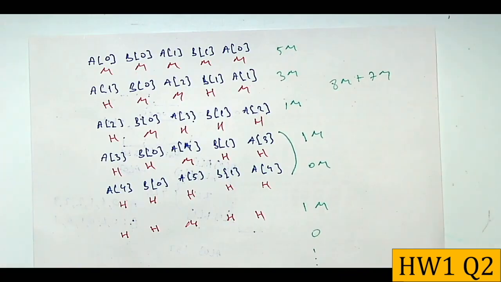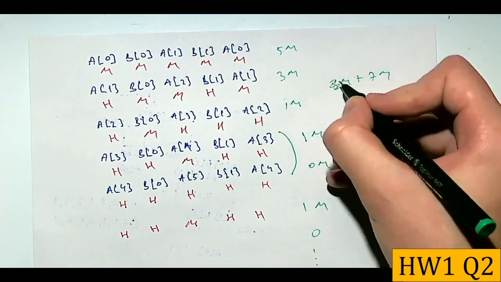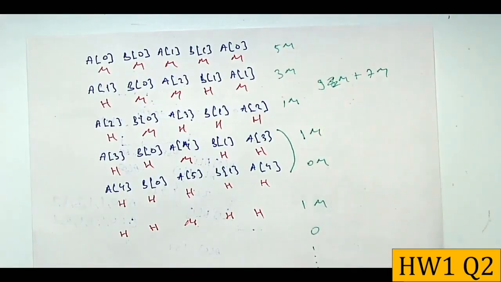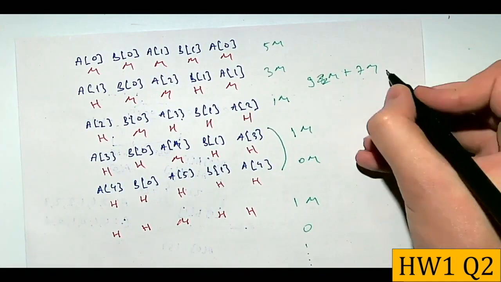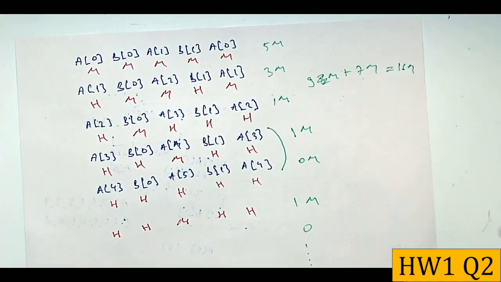Sorry? 13? That's 7, isn't it? Oh, yeah, okay, sorry. This is 9. Okay. I was like, okay. Yeah, so in total we have 16 misses.